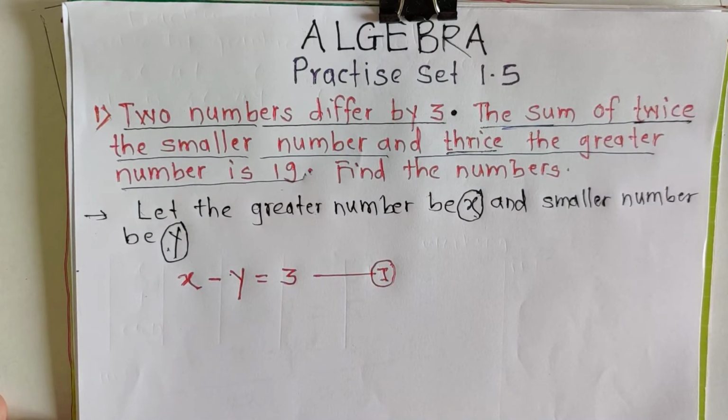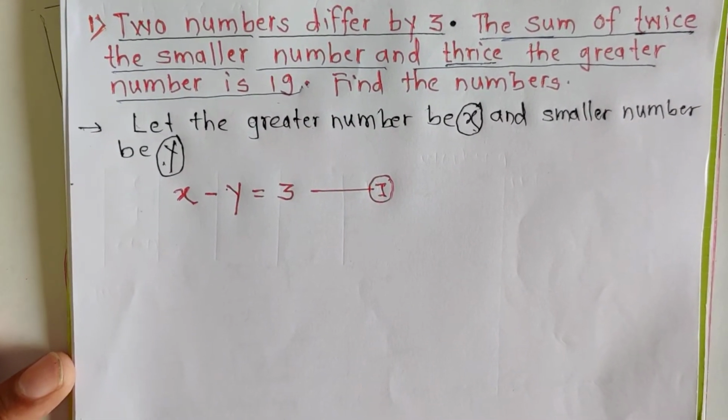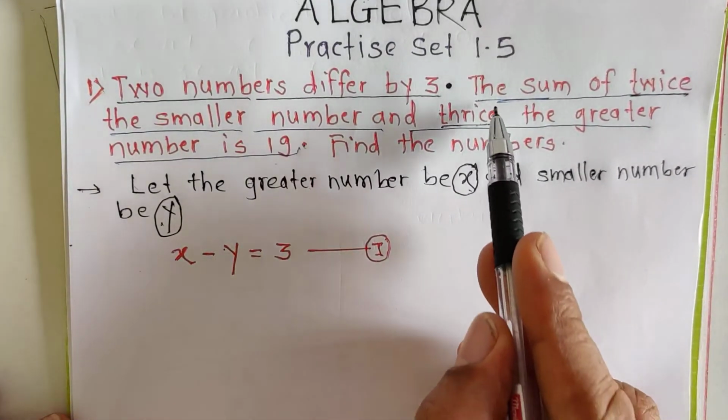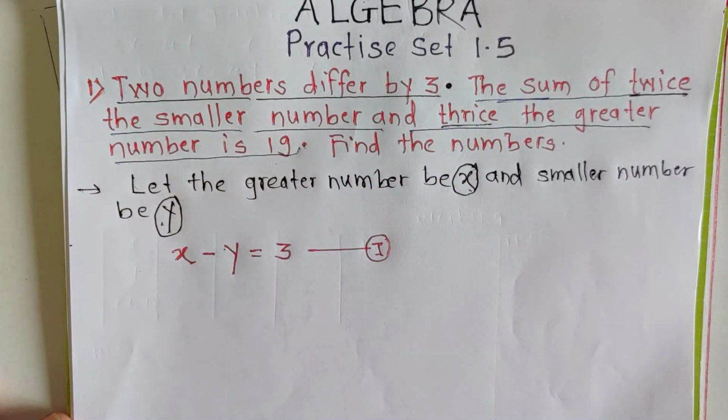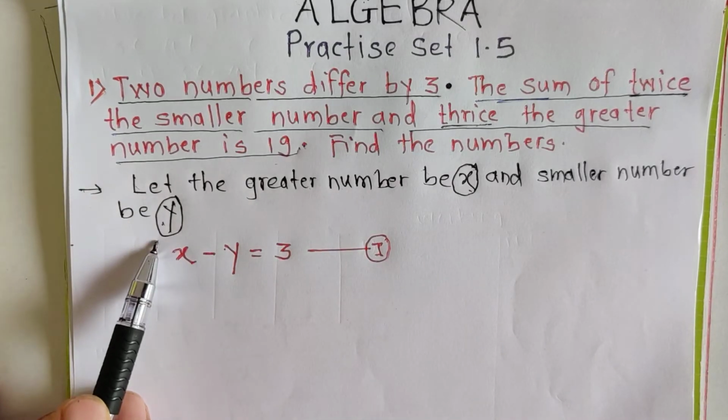Now the second one. The second statement here is the sum of twice the smaller number. Which one is the smaller number? y. Twice of that number is 2y.